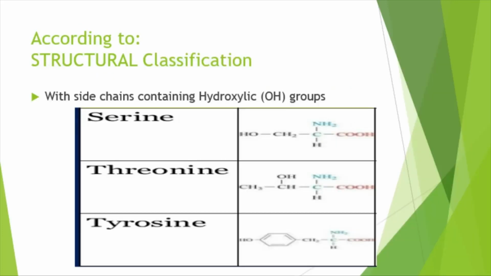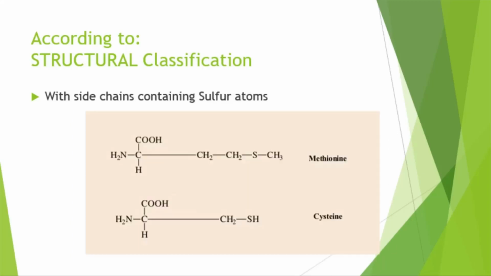Next, with side chains containing hydroxyl groups or OH groups. So we have here your serine, threonine, and tyrosine. So as you can see, here's the OH group, here's the OH group attached, and here's the OH group attached to each amino acid. Because again, this is the general structure of your amino acid, right? Next, with side chains containing sulfur. So we have here your methionine and cysteine. So we have here sulfur attached to it. So this again is your amino acid, and each group that is attached contains sulfur.